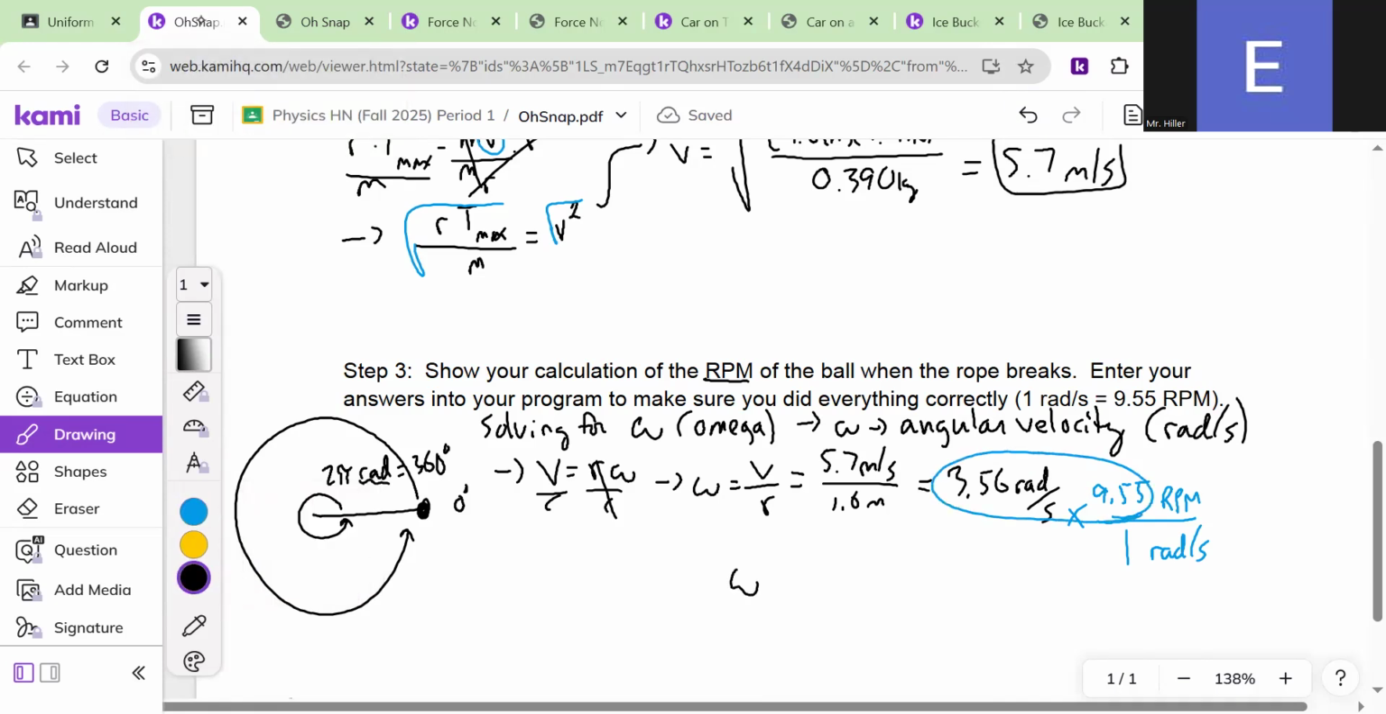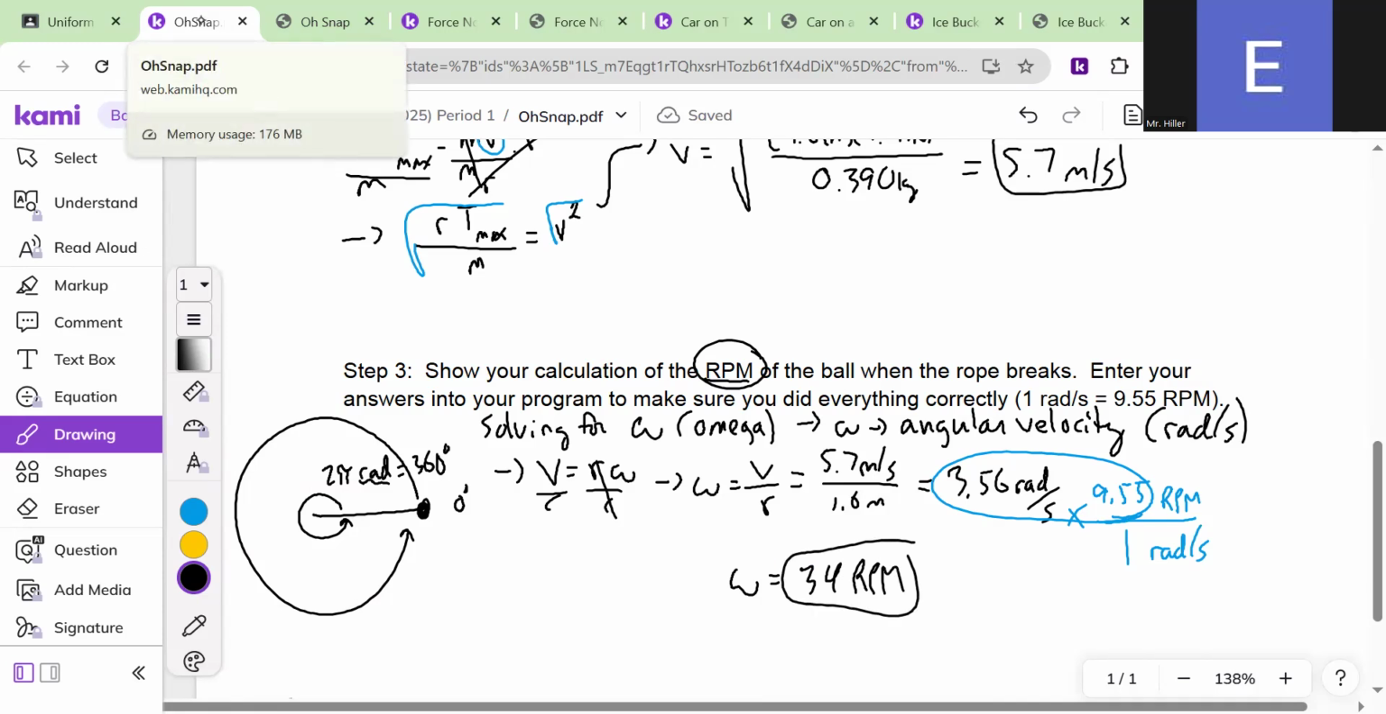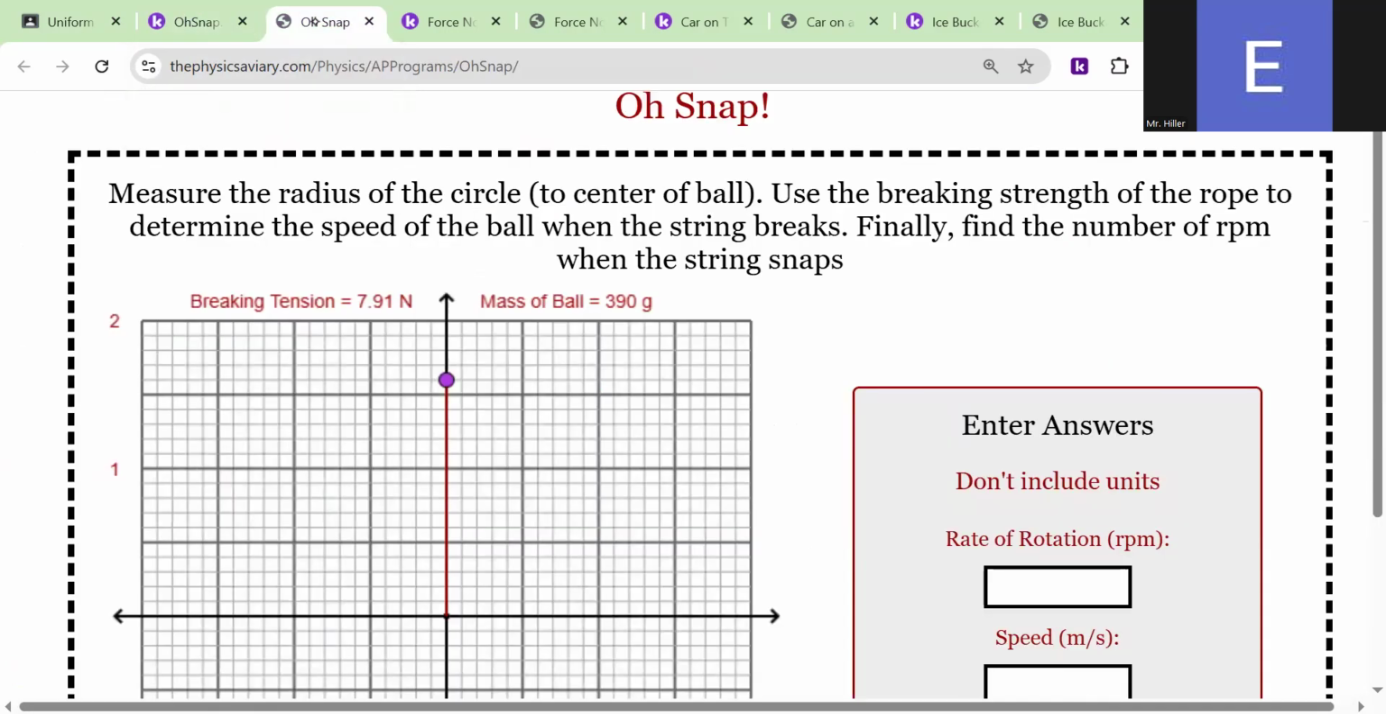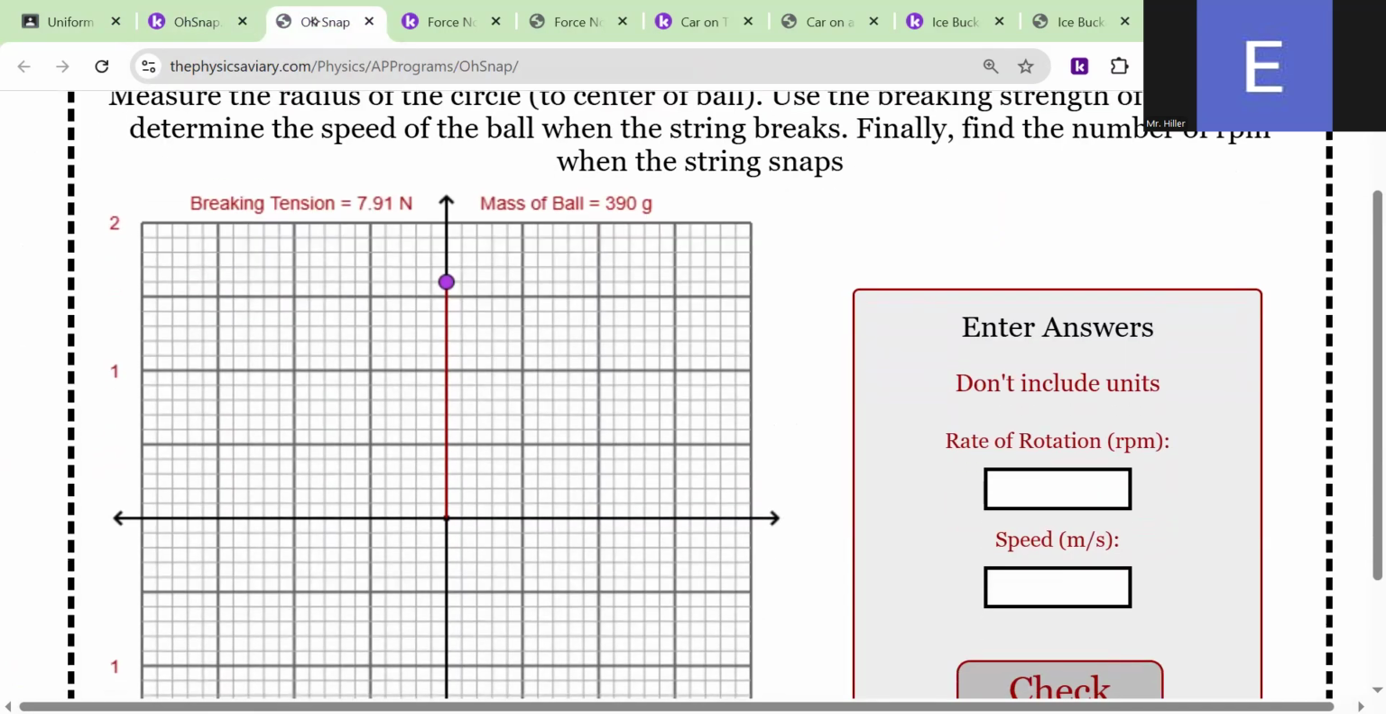So go ahead and do that and figure out your omega, but in revolutions per minute. Yeah, for me, I'm getting pretty much exactly 34 revolutions per minute for that ball. Okay, go ahead and figure out your values. I'll go ahead and input mine.